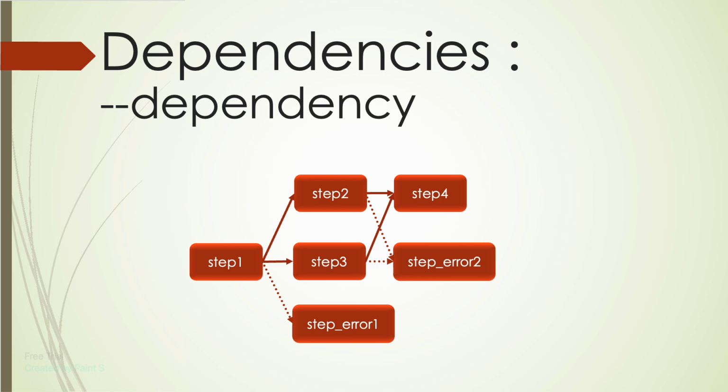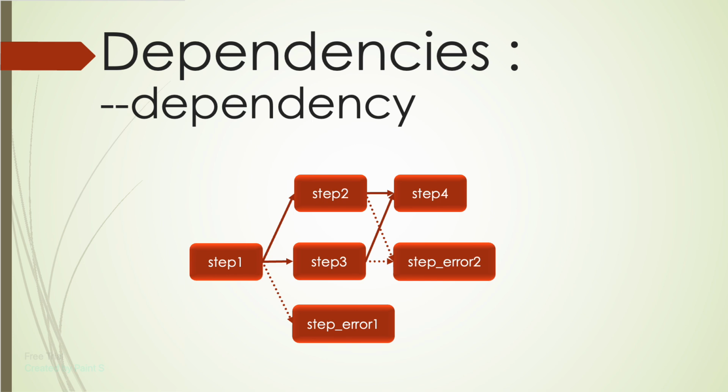Let's see an example of a pipeline in which we would use different types of dependencies. In this example, step 2 and step 3 should run if step 1 finishes running successfully. If step 1 fails, step error 1 should run instead. Step 4 should run only if both step 2 and step 3 finish successfully. That is, if there are no errors in any of the previous steps. If step 2 or 3 fail, then step error 2 should run.